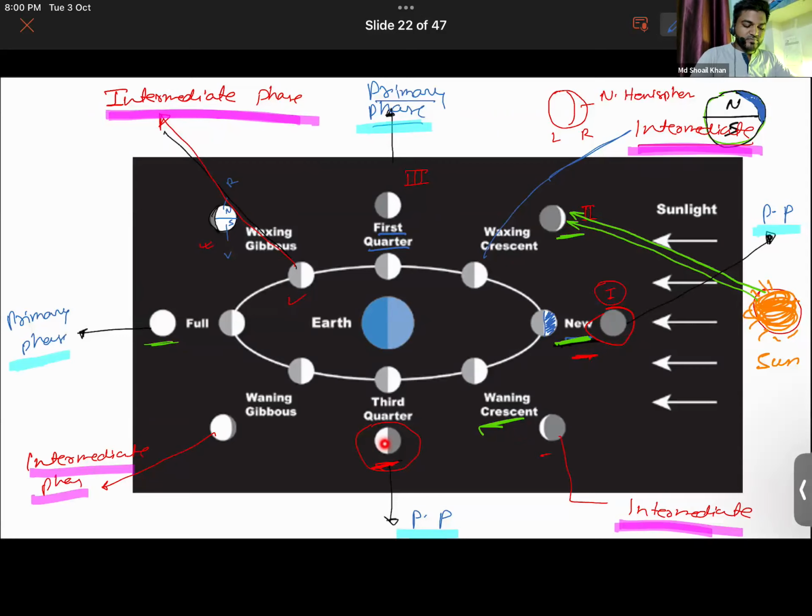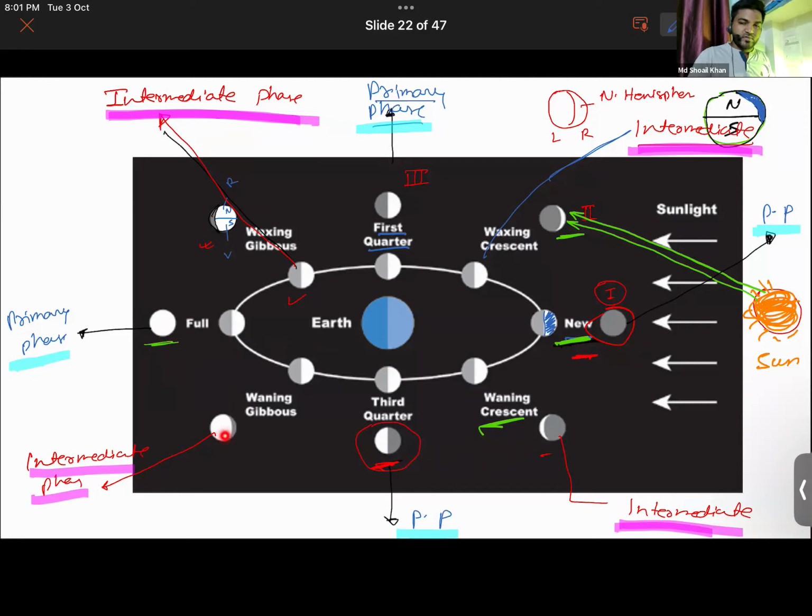Third quarter is also there, so the intermediate phases. We can also say that when the moon starts to move from full moon towards the new moon, that is the waning phase. Here you can see the full moon is visible, then 99 to 49 percent, 50 percent, and from 50 percent it is decreasing towards 1 percent.